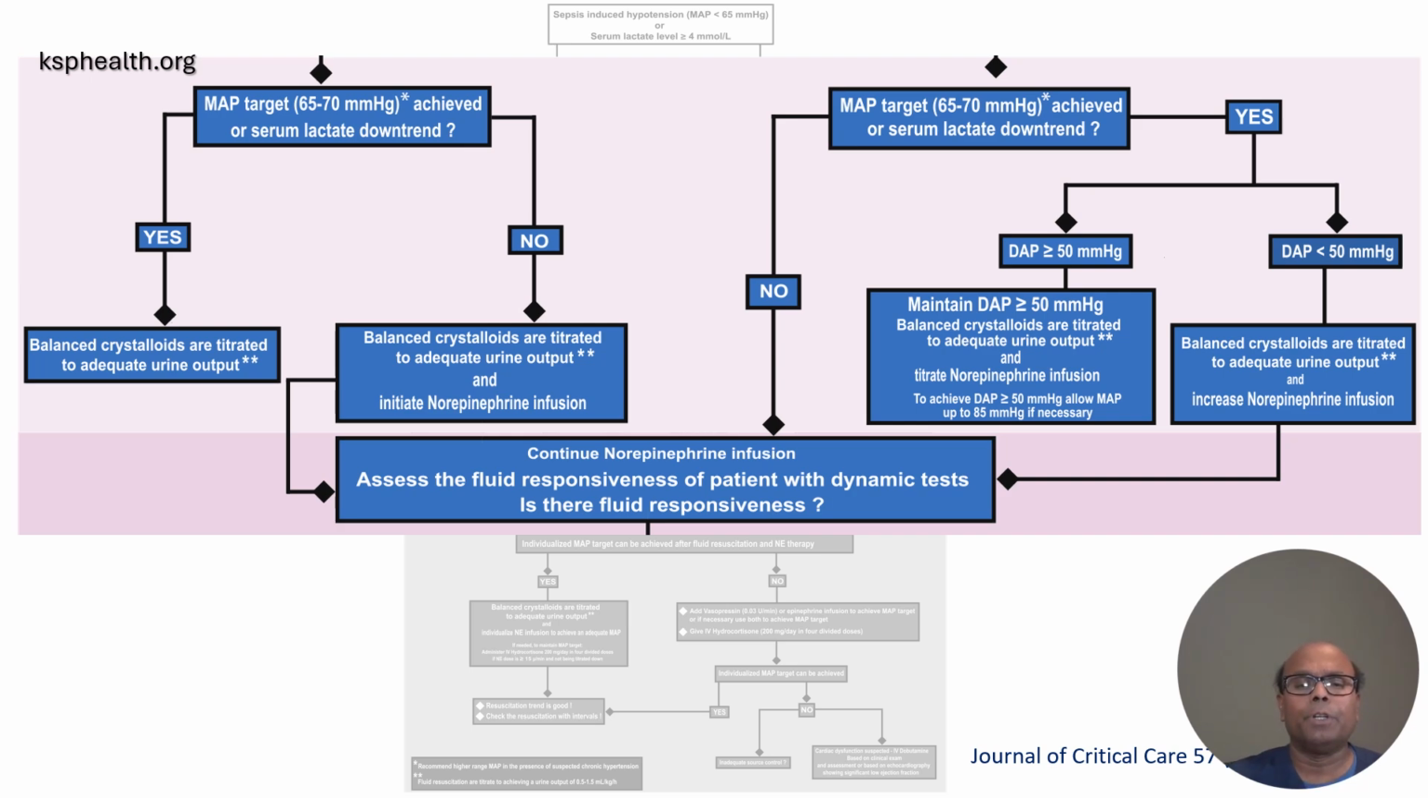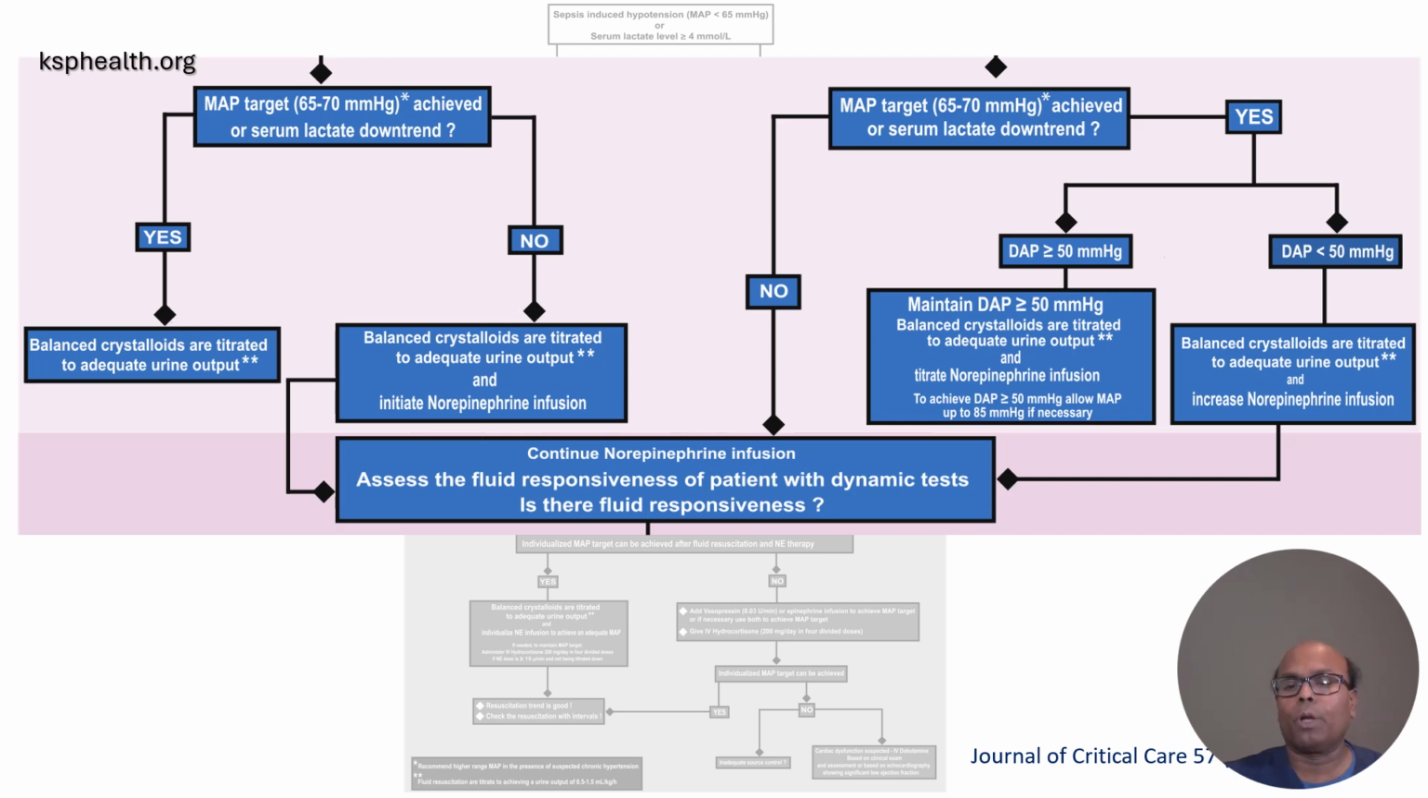When the MAP target of 65 is achieved and the lactate level is trending down, monitor them. If the MAP is not achieved and lactate is not showing any downtrend, initiate epinephrine infusion and also assess the fluid responsiveness of the patient with a dynamic test. In the other group, the patient has reached the target MAP, receiving both norepinephrine infusion and the fluid bolus, and serum lactate is trending down.